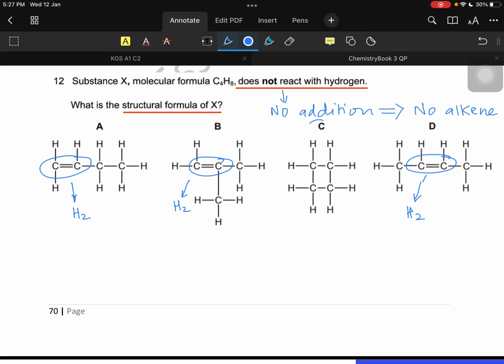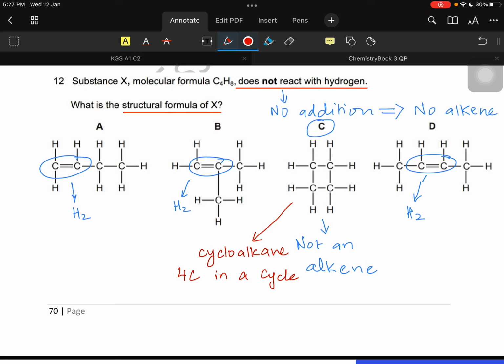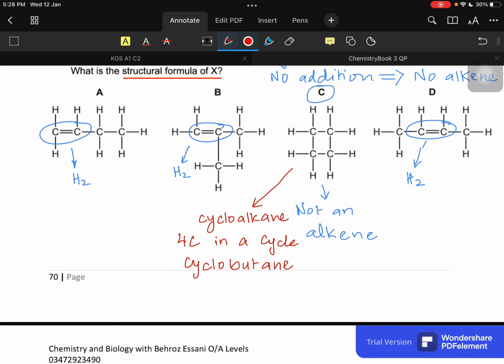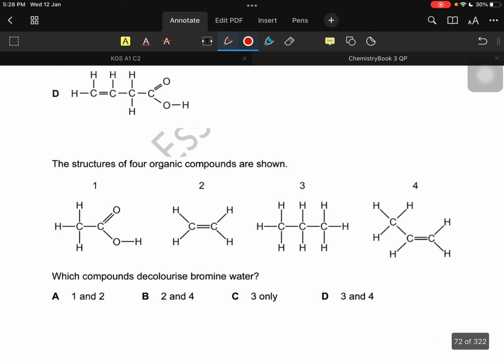Option C does not. So option C is not an alkene. That is why it does not give any addition reaction. Rather, it's a kind of cycloalkane, which means it has 4 carbons in a cycle, which means it's a cyclobutane. So C is not an alkene. Let's do a few more MCQs.